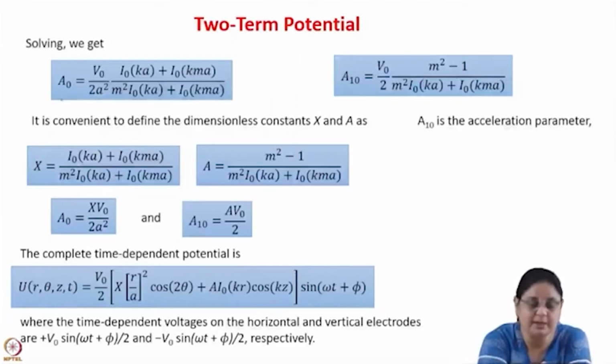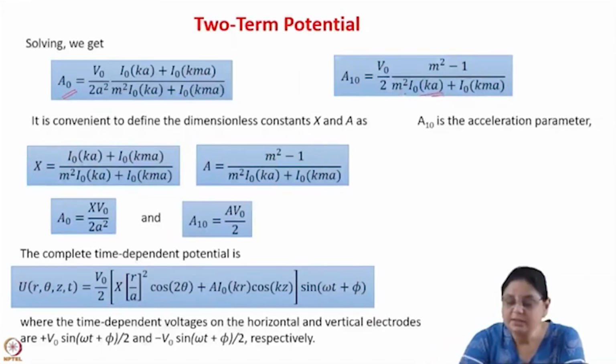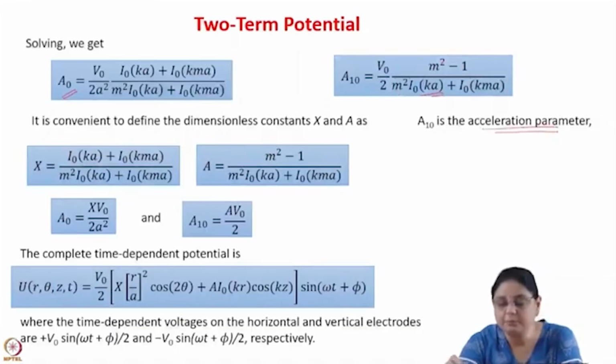So simplifying, we get the value of A0, which is V0 by 2A square I0 Ka plus I0 KMA divided by M square I0 Ka plus I0 KMA. Similarly, A10 is V0 by 2 M square minus 1 over M square I0 Ka plus I0 KMA. Now this A10 is the acceleration parameter, so it depends upon the value of M.